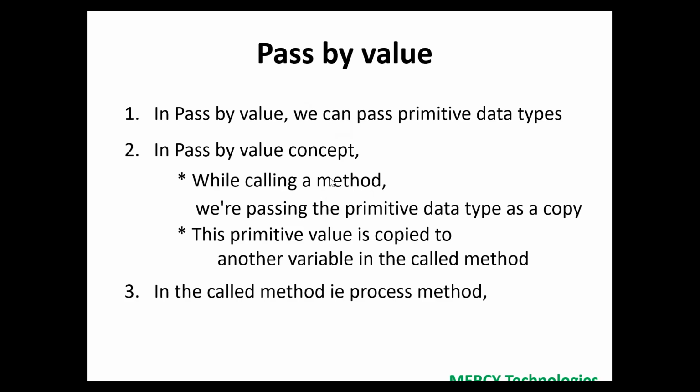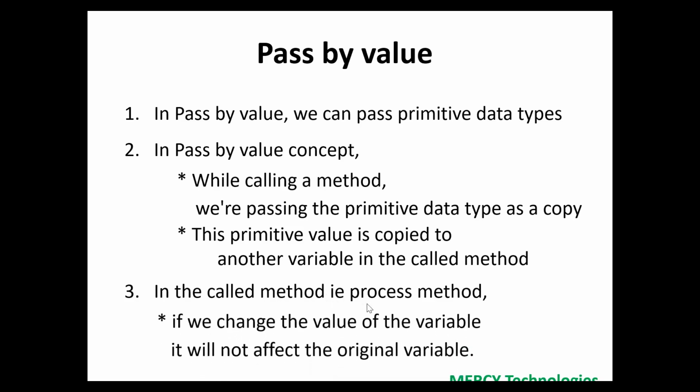And while calling a method, what we are doing? We are passing the primitive data type. So in the called method, what is happening? It is passed as an argument. That argument is passed as a copy. Correct. It means the primitive value whatever we are sending to the process method is copied to another variable.